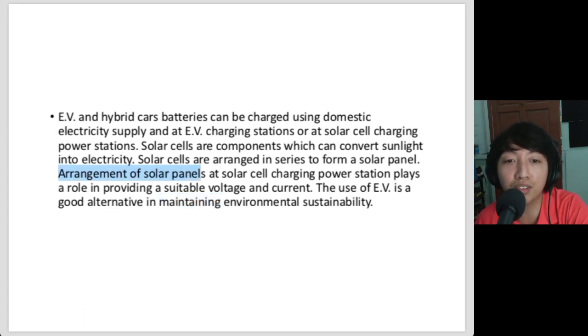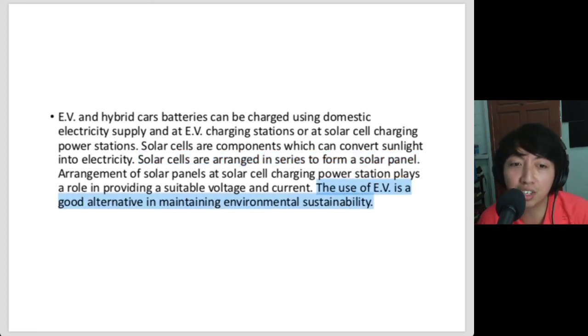Here's something. The solar panels at the solar cell are arranged in series. So at least when it comes to solar cells, they choose to prioritize getting a higher voltage, probably because each of the solar cells by itself does not have a very high voltage. So they need to get as high a voltage as possible.